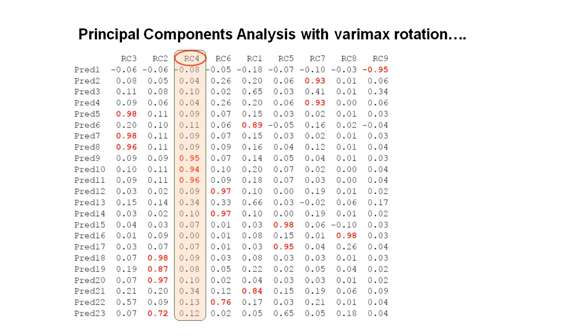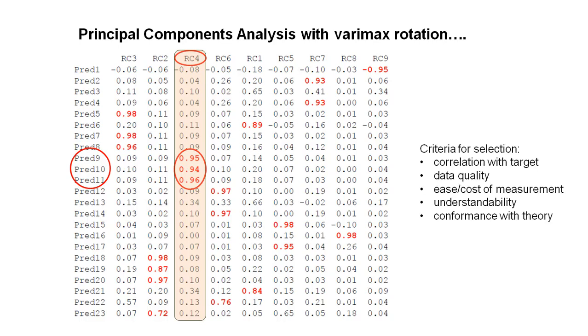Principal components analysis allows us to identify that in RC4 there are 3 highly correlated variables, and that in the quest for parsimony we should choose just one. Here are some criteria that help in that choice. How strong is the correlation of each predictor with the target? What is the data quality of each predictor? Which predictor is easier and more cost-effective to measure? How intuitively understandable is each predictor? And how does each predictor conform to known theory or knowledge about the phenomenon being modeled?